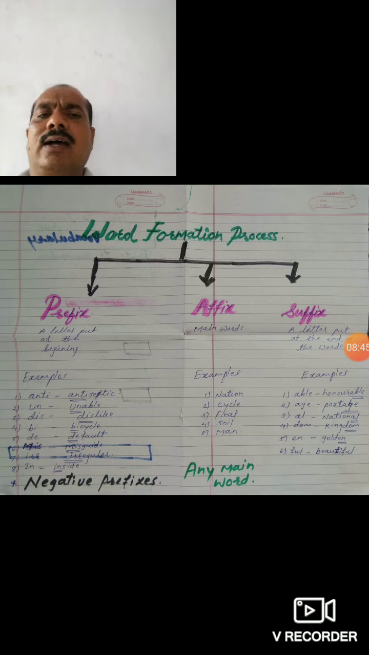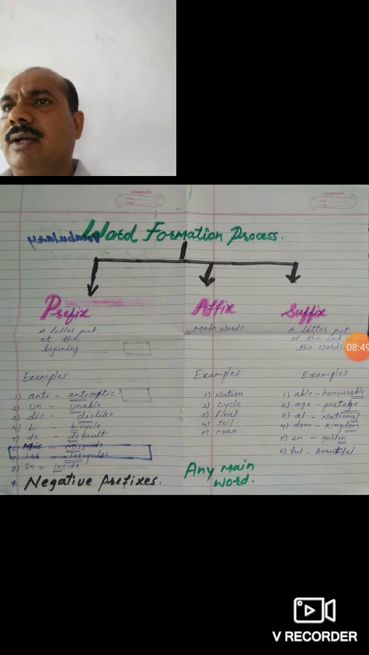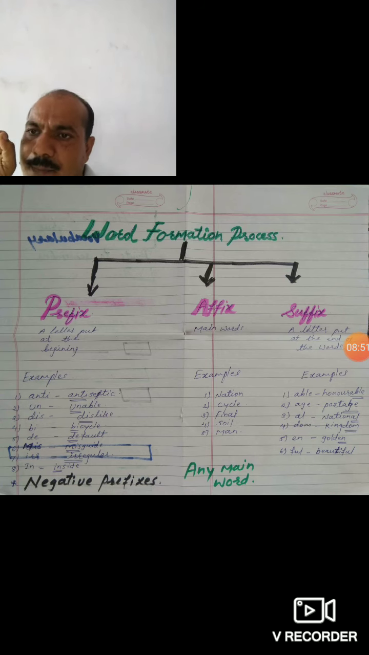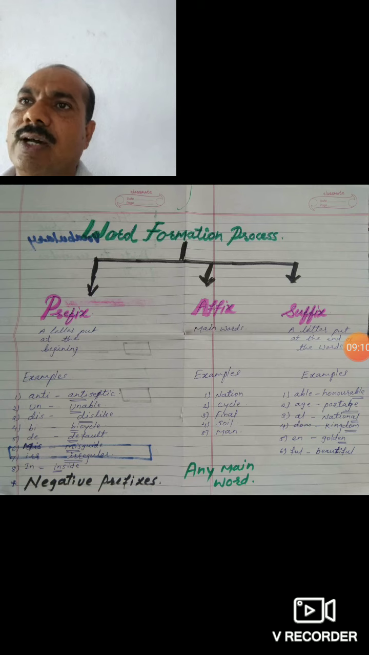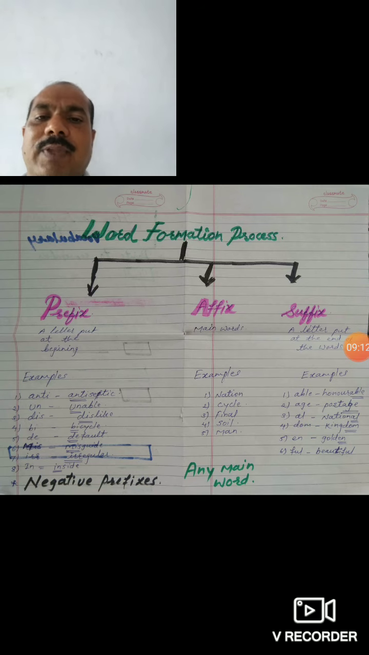And the middle process is affix. Affix means the main word. In English, the basic word is that, and every word we can understand through the affix process. So these are the three processes of word vocabulary.